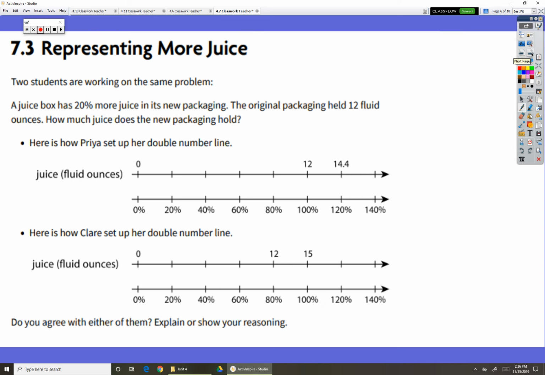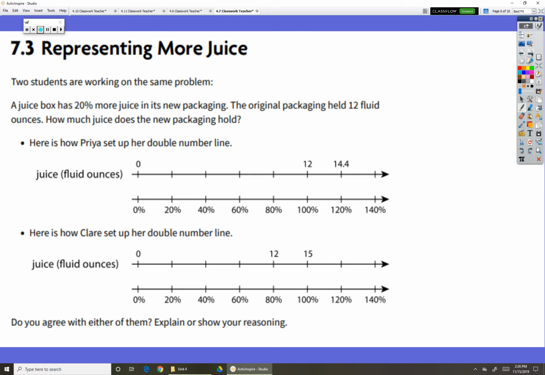All right, next problem, representing more juice. Two students are working on the same problem. A juice box has 20% more juice in its new packaging. The original packaging held 12 fluid ounces. How much juice does the new packaging hold?